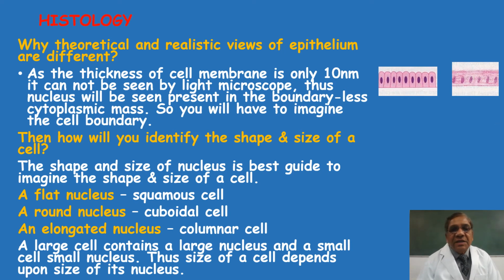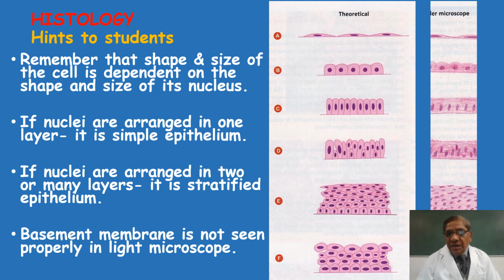I am passing to the next slide. Here you see, I have just drawn again the same diagram of the theoretical and imaginary scene, and you have to imagine it. Remember this hint, which will help you to identify: the shape and size of the cell is dependent on the shape and size of the nucleus. For example, these are the flat nuclei here, in a theoretical diagram. So this flat nucleus will be seen, and then you have to imagine the boundary of the cell, that is, the cell membrane.